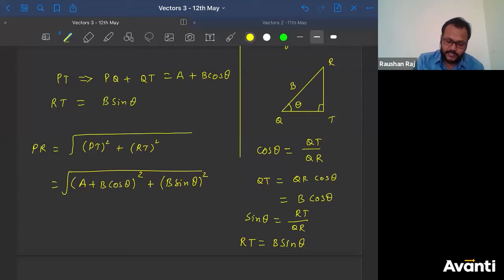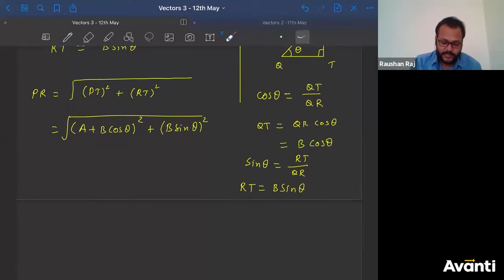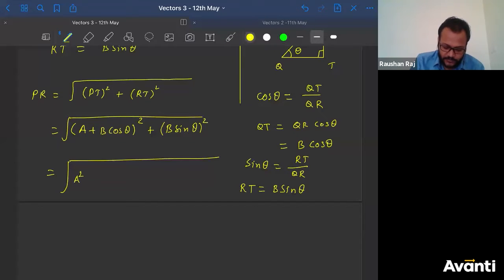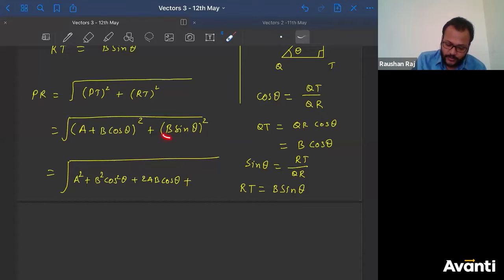So this is nothing but A plus B whole square, right? What is the simplification for that? So I can say that a square plus b square cos square theta plus 2ab cos theta. Now plus the square of this one. So I'll write b square sine square theta.